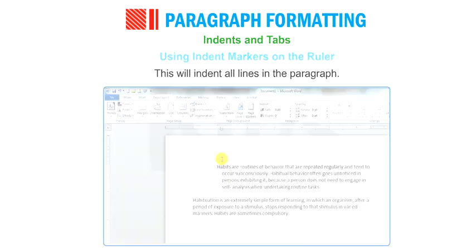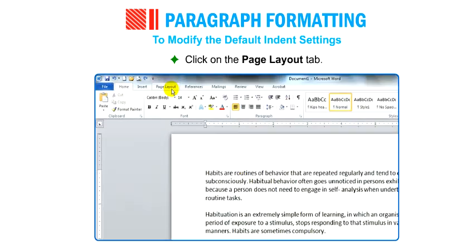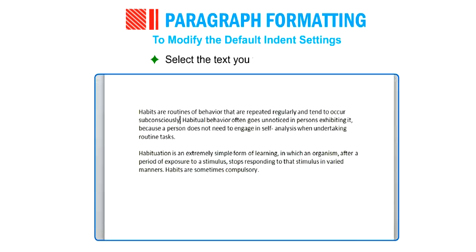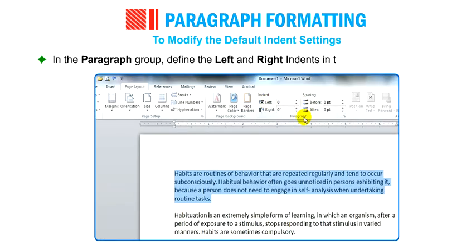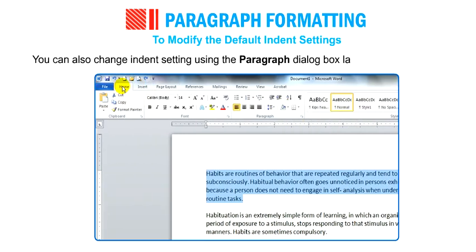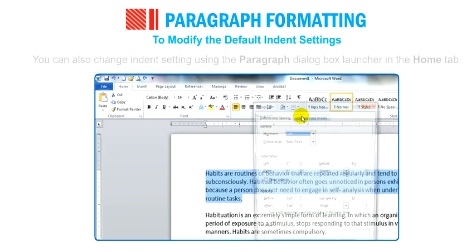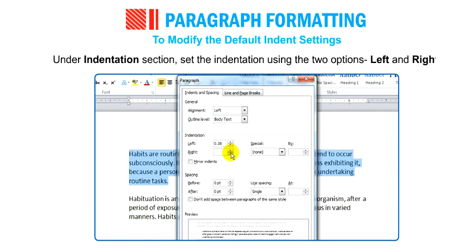To modify the default indent settings, click on the Page Layout tab. Select the text you would like to indent. In the paragraph group, define the left and right indents in their respective text boxes. You can also change indent setting using the Paragraph dialog box launcher in the Home tab. In the Paragraph dialog box, you will find that Indents and Spacing tab is selected by default. Under Indentation section, set the indentation using the two options left and right.